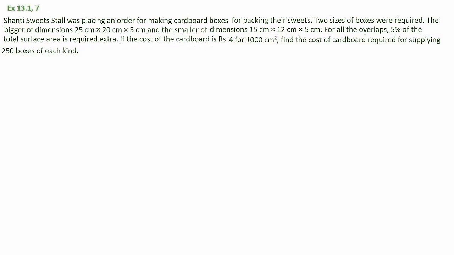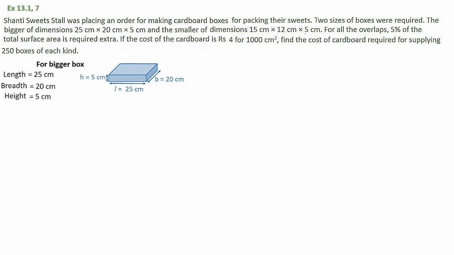So let's start. There is the bigger box in the first category. For the bigger box, length is 25 centimeter, breadth is 20 centimeter, and height is 5 centimeter. So let's write these things: length 25 centimeter, breadth 20 centimeter, and height 5 centimeter. So we need to find first of all the total surface area of the cuboid. That is the formula 2 into (LB plus LH plus BH). Let's substitute it. 2 into (25 into 20, that is L into B, plus L into H, 25 into 5, plus B into H, that is 20 into 5).